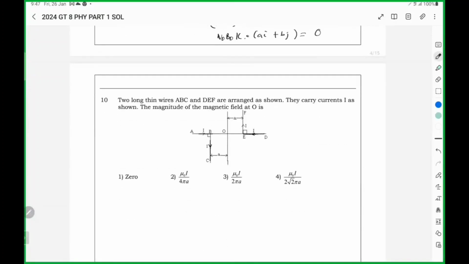And here, Biot-Savart's law. Magnetic field due to the wire which is carrying current I at a point P from it, magnetic field due to a small element dB is equal to dl cross r bar mu naught by 4 pi r cube.